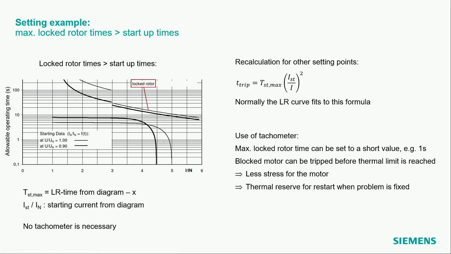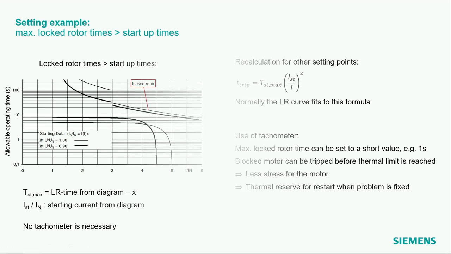On the other hand, if I fix the problem and I want to restart, then I still have thermal reserve because I did not use up the complete thermal reserve by the locked rotor situation, but I switched off the motor in time relatively fast. So these could be two ideas to use a tachometer here. Nonetheless, it's not necessary here.